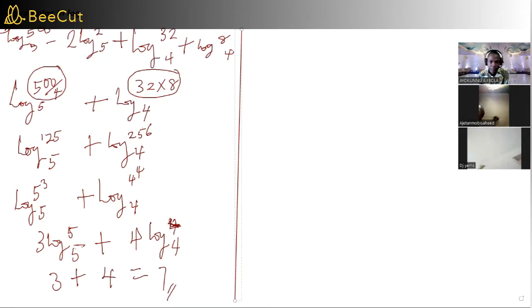Very good. So we're going to look at more examples now. Let's look at this example. Okay, this one has x. Log x is log x plus 5 minus log x minus 1. Log of x plus 5 over x minus 1, so number 5.